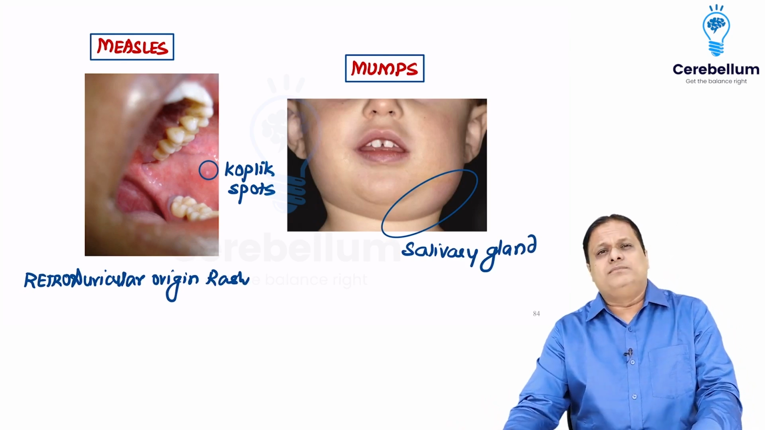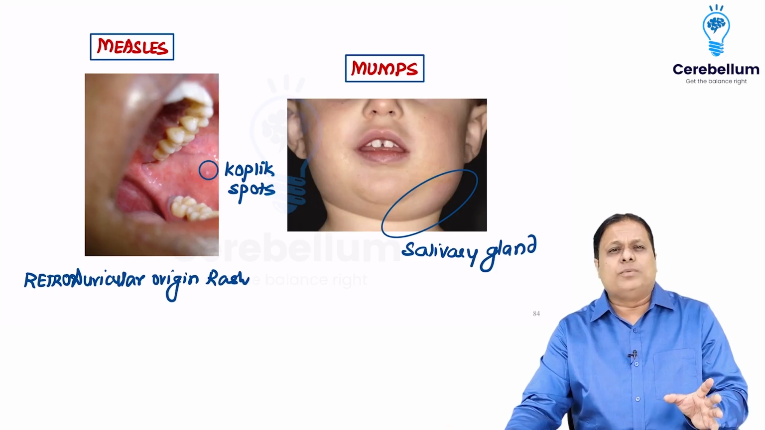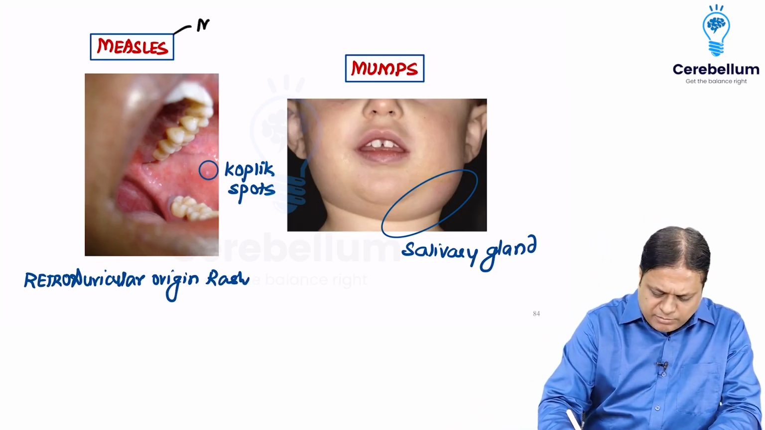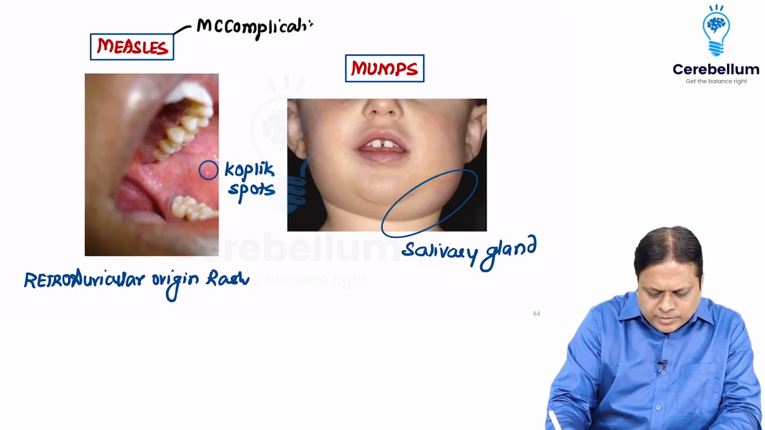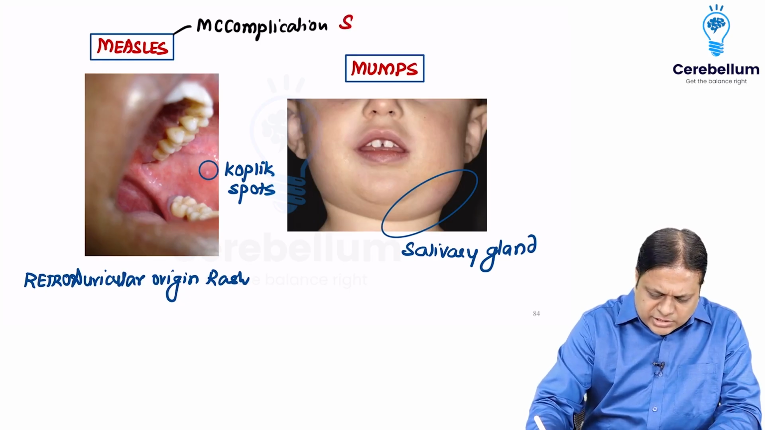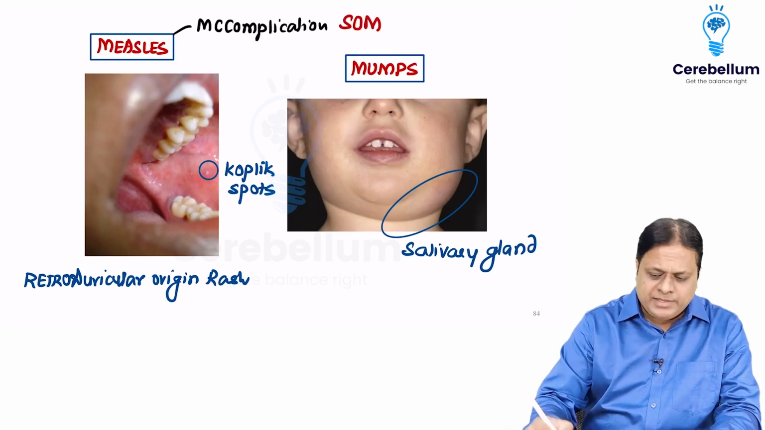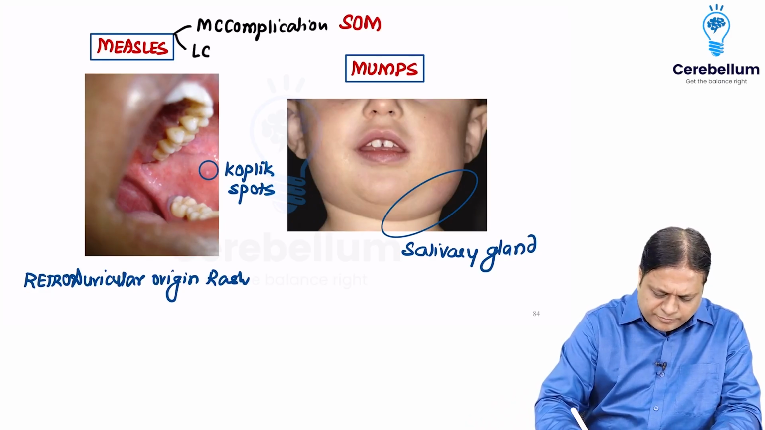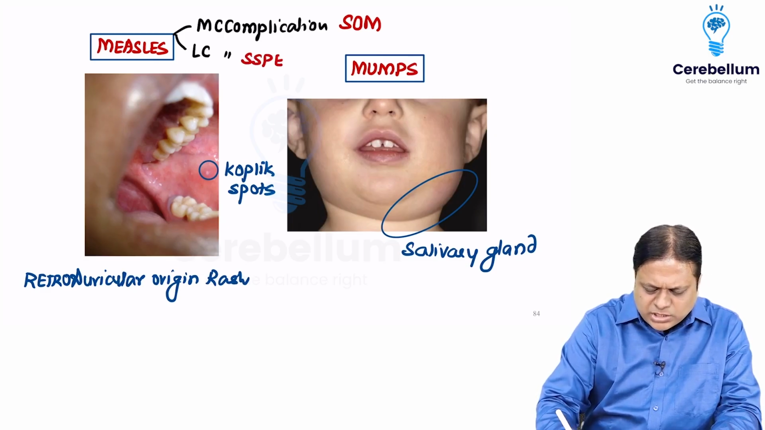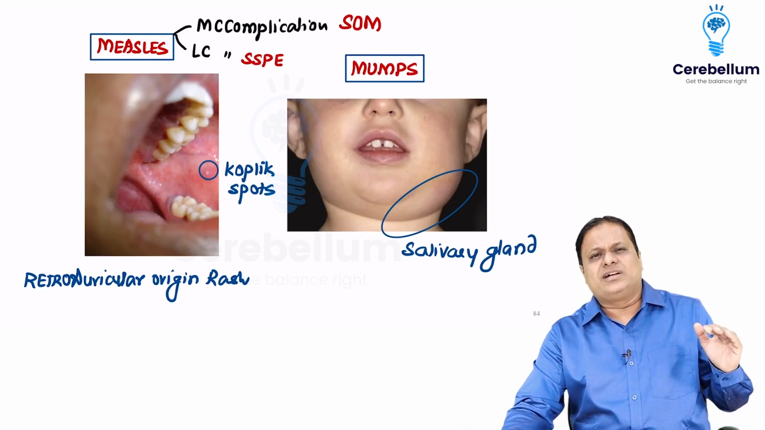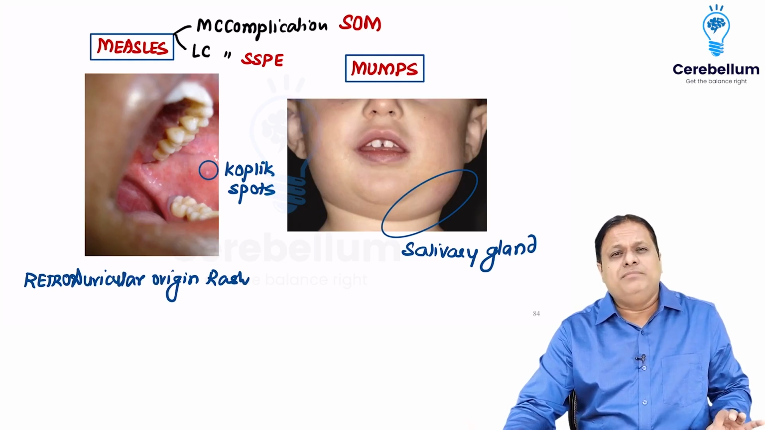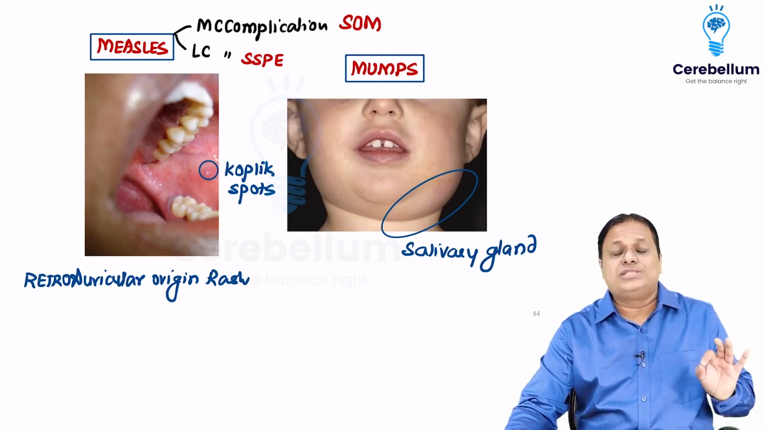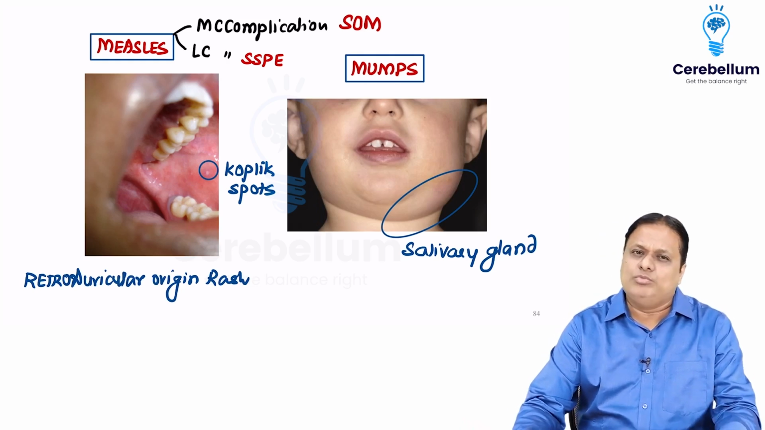Now, when I look at mumps and measles and compare their most common complication, measles, the most common complication is serous otitis media. Its least common complication is SSPE, subacute sclerosing panencephalitis, generally occurs 7 to 10 years after the initial infection. Please remember, in measles, maximum deaths occur due to secondary bacterial infections or pneumonia.